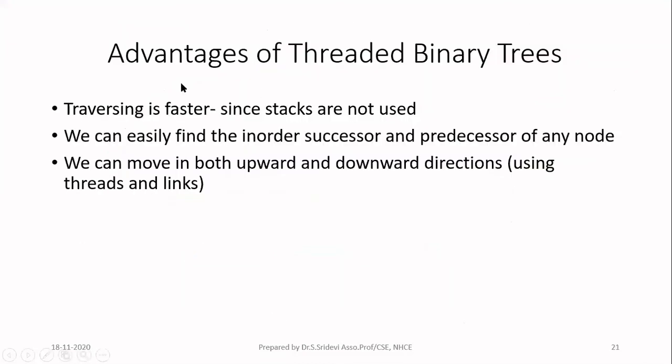Now, let us focus on the advantages, disadvantages, and applications of threaded binary tree. So coming to the advantages of threaded binary tree, the traversing is faster because we are not using any stacks. And the second advantage is, we can easily find the in-order successor and in-order predecessor of any given node. Just look at the pointer field and you can tell it. And using this double-threaded binary tree, you can move either in the upward direction or in the downward direction. Because to move in the upward direction, we have the thread, and to move in the downward direction, we have the normal link. So both are possible. So these are the advantages of threaded binary tree.